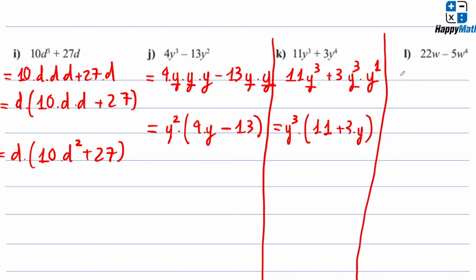Okay, question L. I got here 22w minus 5w multiply w cubed. I write down w to the power of 4 equal to w multiply w cubed. So I take w as the common factor outside. 22 here, 5w cubed. So here is my final answer. Yep, we done for this question. Okay, move to another question.